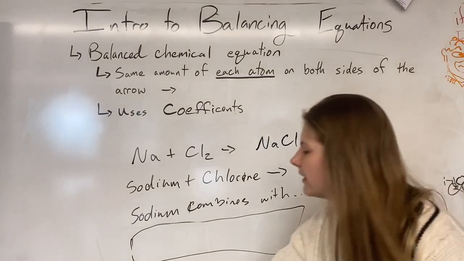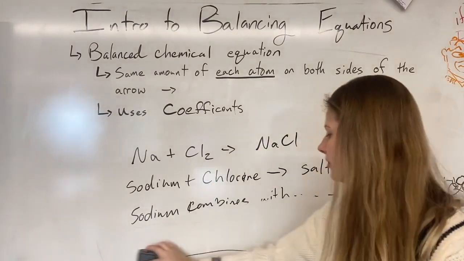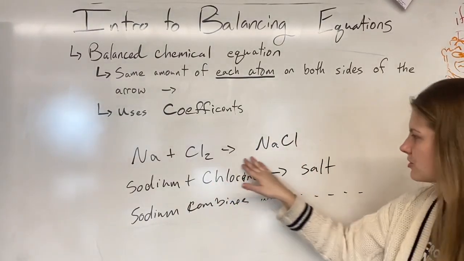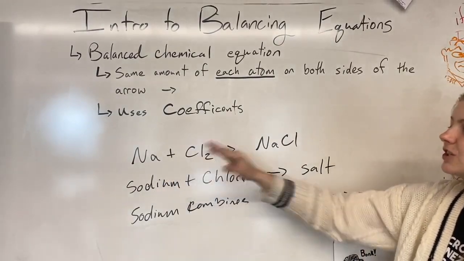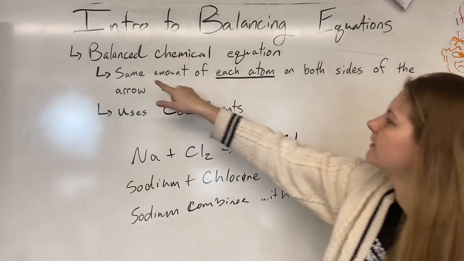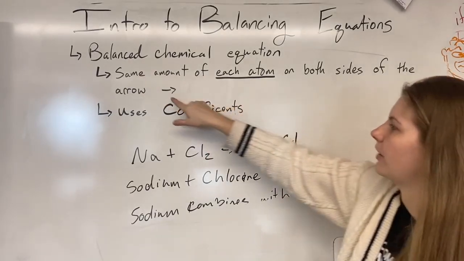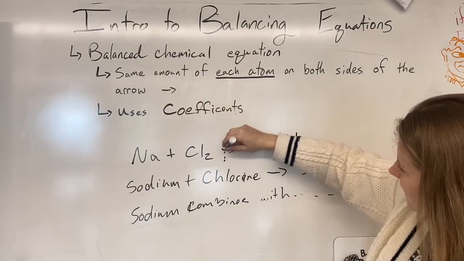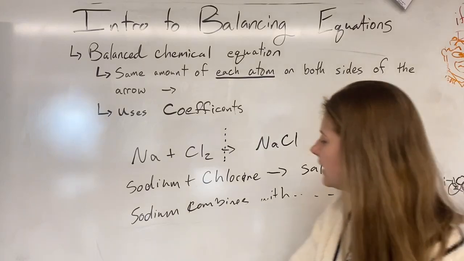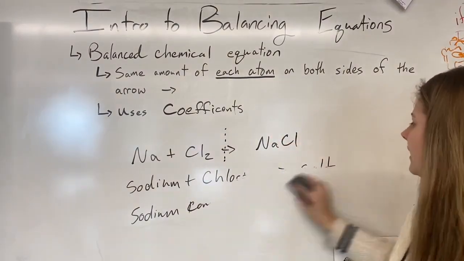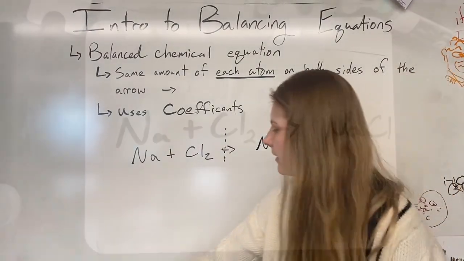So what we do here is we actually look at the very first chemical equation we have, the symbol equation, and we change it so that we have the same amount of each atom on both sides of the arrow. So our arrow is like an equal sign. We're going to use this example here, and we're going to learn how to balance a chemical equation.